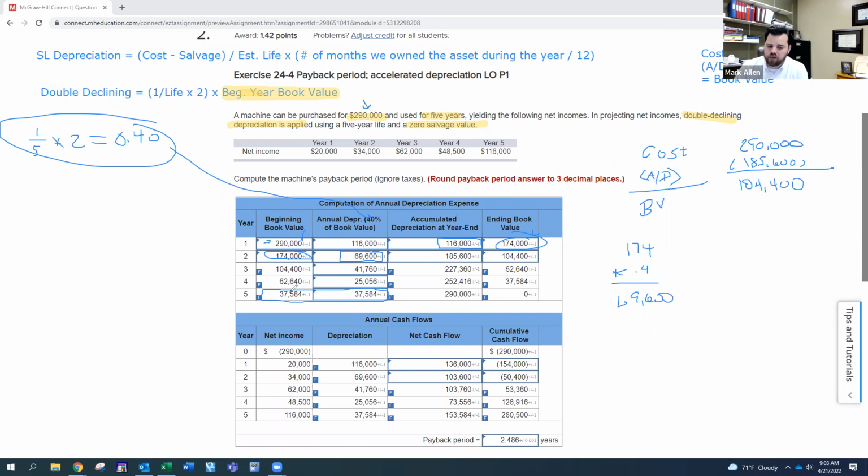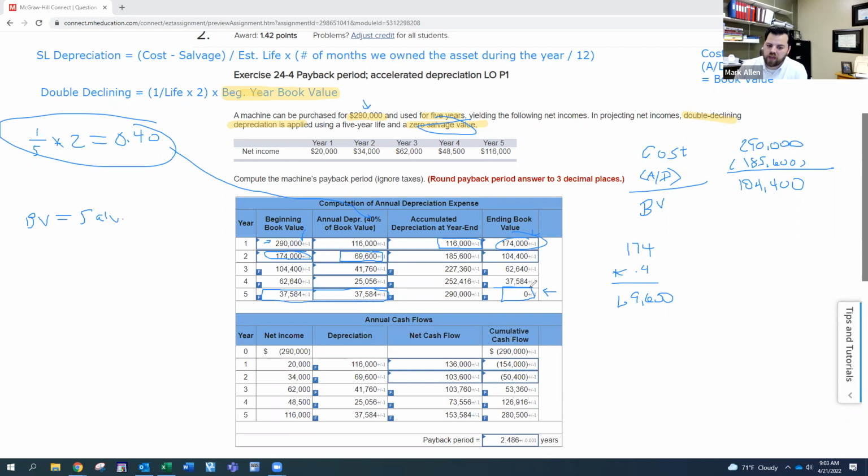40% of 37,584 is certainly not 37,584. It's something else. But the reason this had to be 37,584 is that at the end of any asset's useful life, its book value must equal its salvage value. Well, in this case, our salvage value is 0. Because it was 0, this had to be 0 by the end. So you kind of solve this last row backwards, by setting this equal to salvage, in this case, which is 0.